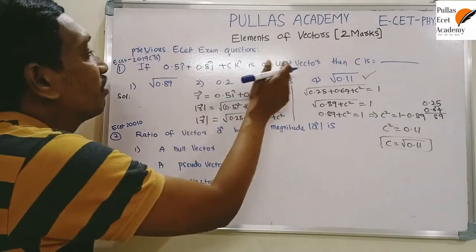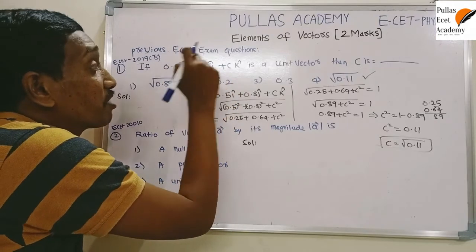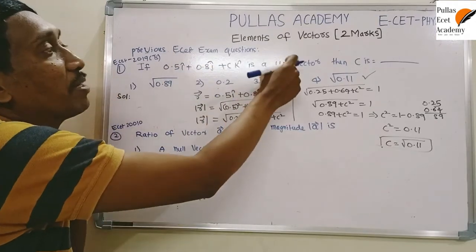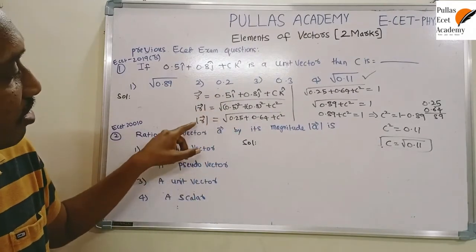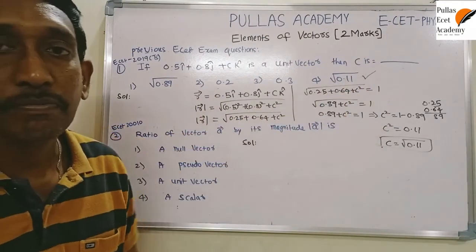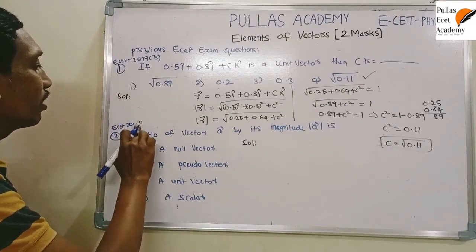This total unit vector is one position vector. This position vector's magnitude is 1 because it is considered a unit vector. That's why I substitute modulus r bar equal to 1. Right. The next question was asked in the 2010 paper.